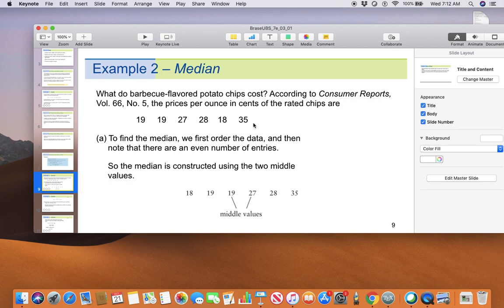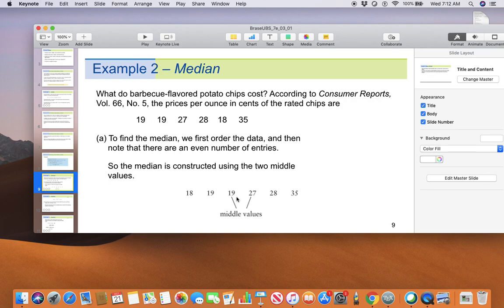So what do barbecue flavored potato chips cost? According to the prices per ounce in cents given here: 19, 19, 27, 28, 18, 35. So look, this is not in order. So first step, order it. Place the 18 in the front and then it is in order.